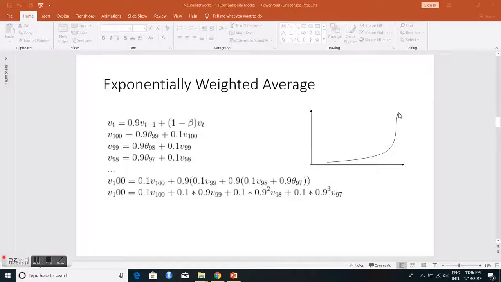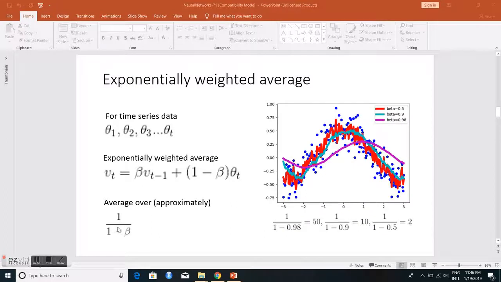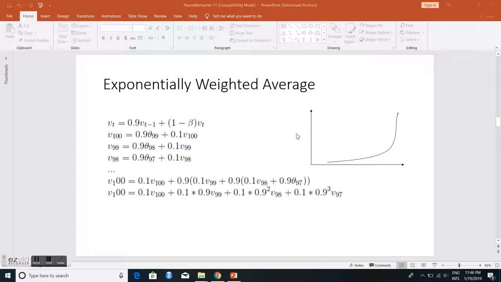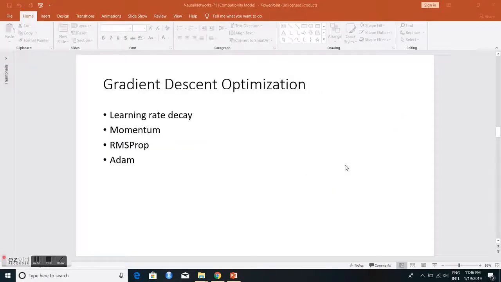And if you plot this, it's an exponentially decaying curve, and this curve falls to almost 1/3 of the value within 1 over 1 minus beta, that is, for beta 0.9, it decays to about 1/3 of its peak value within 10 steps. And so even though it takes in values earlier than this, the bulk of the weight is in the last 10. So it averages over roughly the last 10 values.